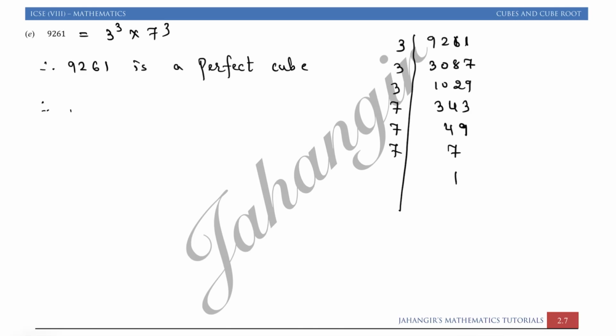So therefore cube root of 9261 is equal to cube root of 3 cube into 7 cube. That is 3 into 7 which is 21.